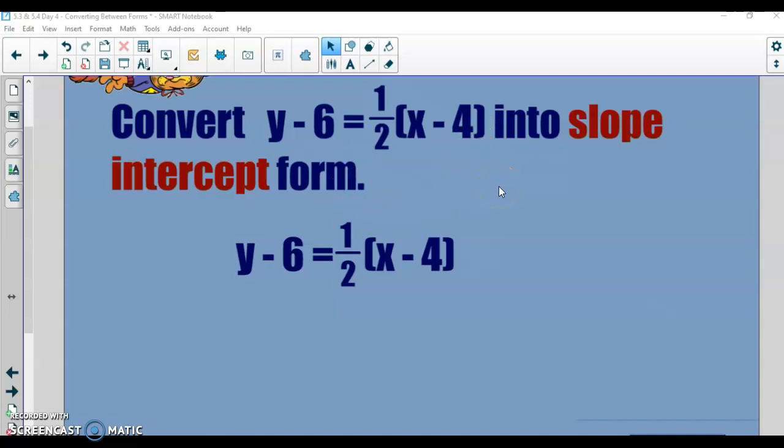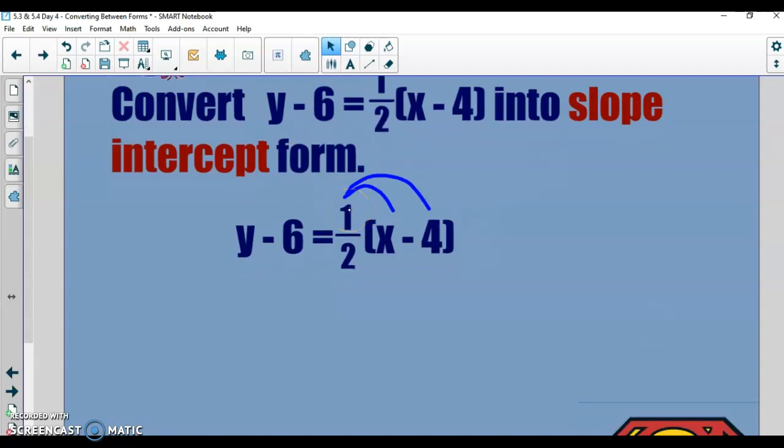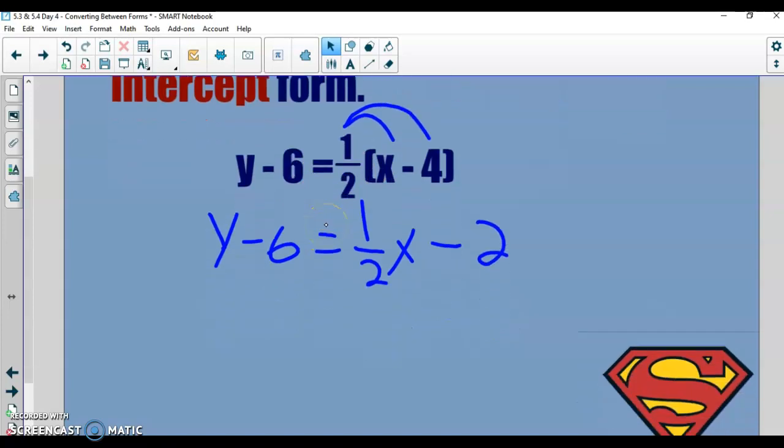So the first thing we want to do is distribute our slope right here to both the x and the 4. So when I get that, I'll rewrite it down here. We get y minus 6 equals 1/2 x minus 2. And now from there we have one more step.